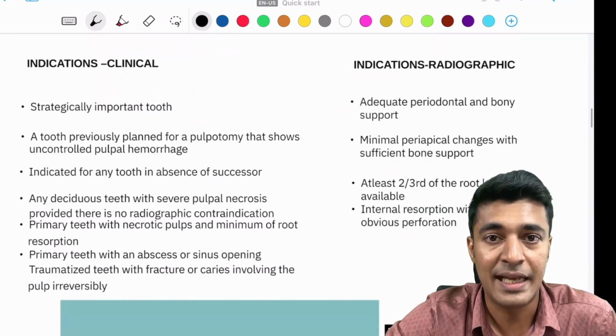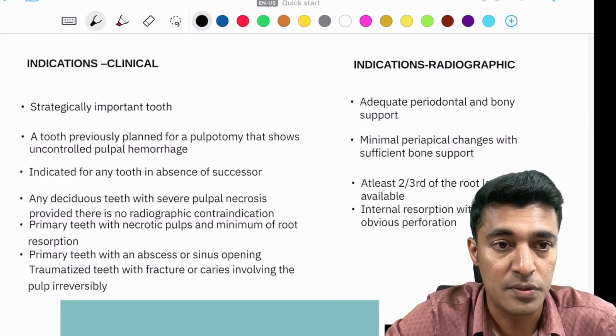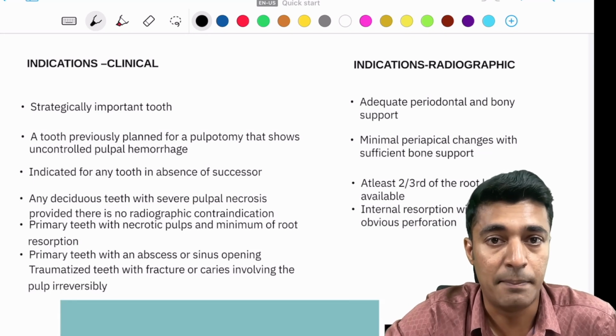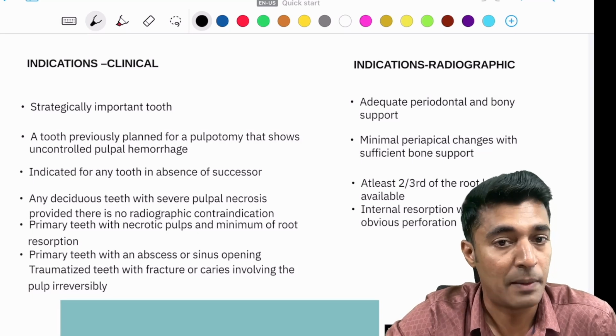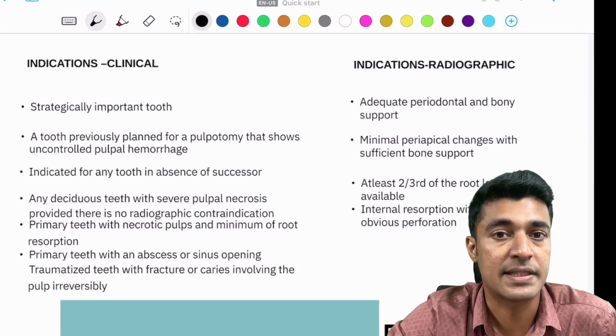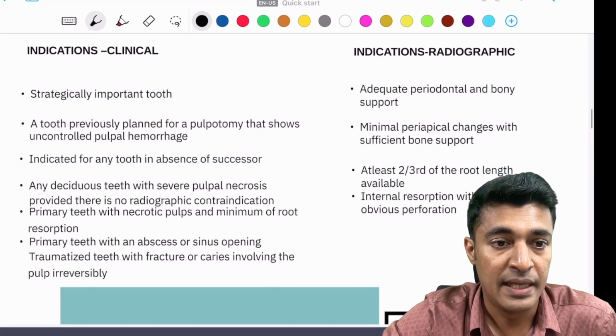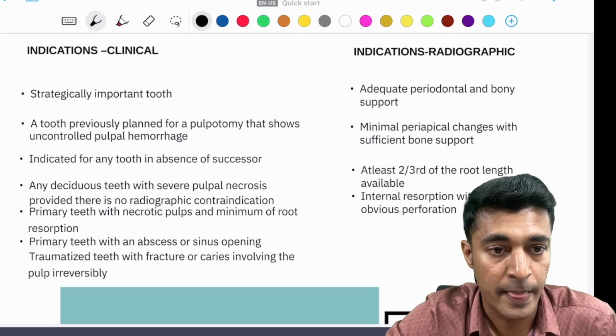Coming to the clinical and radiographic indications of pulpectomy, the clinical indications include: the tooth should be strategically important, the tooth previously planned for a pulpotomy that shows uncontrolled pulpal hemorrhage, indicated for any tooth in the absence of the successional teeth, and any deciduous teeth with severe pulpal necrosis, provided there is no radiographic contraindication.